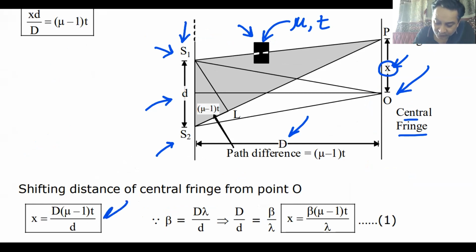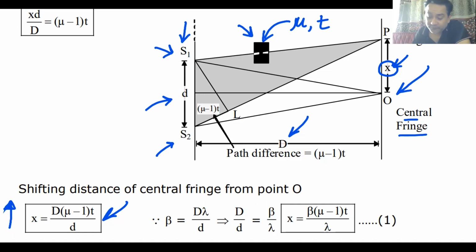So this is the formula that you should remember: capital D by small d into (mu minus 1) times t. This is the distance it has shifted. If I put the slab in front of the upper slit, it will shift in the upper direction. If I put the slab in front of the lower slit, it will shift in the lower direction.